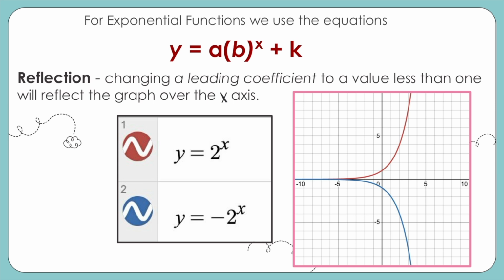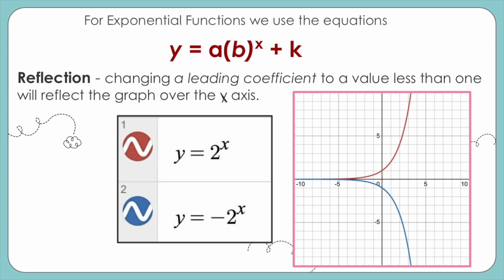So here in reflection, we can see our exponential function that we always use, y equals a times the base raised to the x power, plus k, which is going to be our asymptote or our constant. A reflection is going to be changing the lead coefficient to a value less than 1, which will reflect the graph over the x-axis.